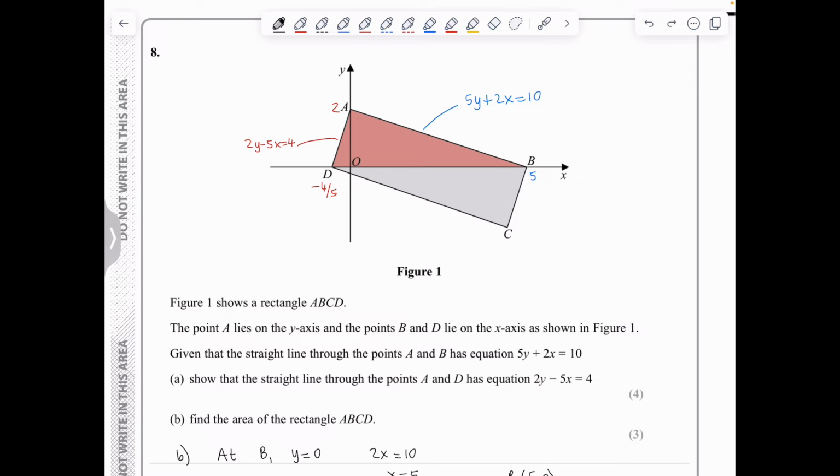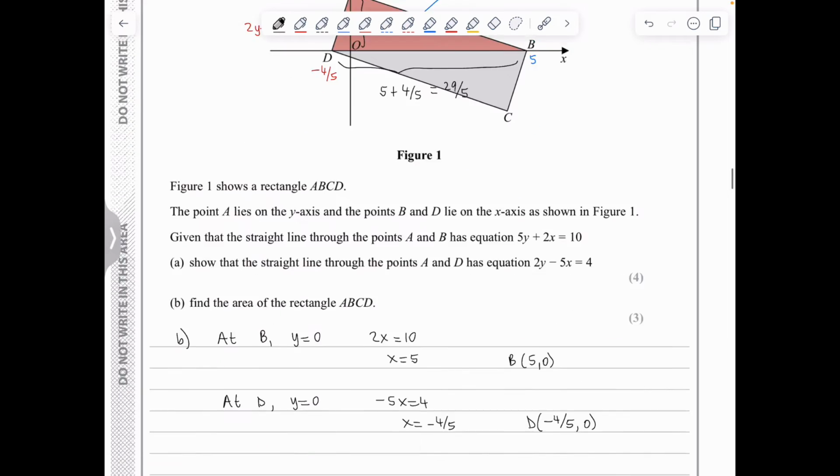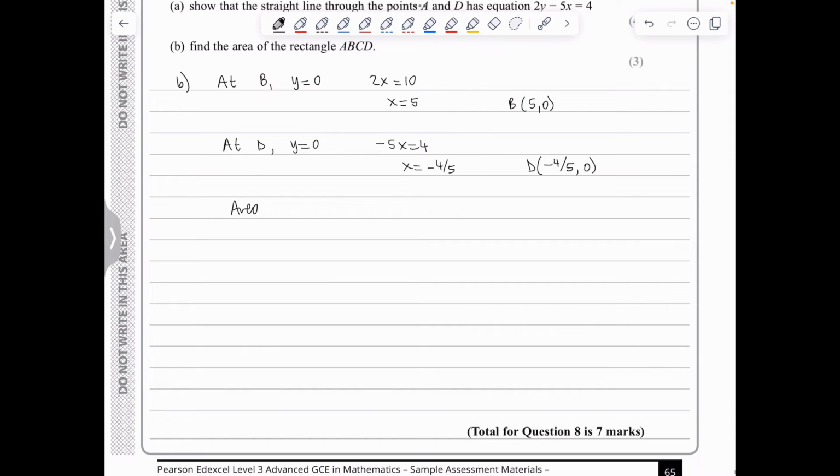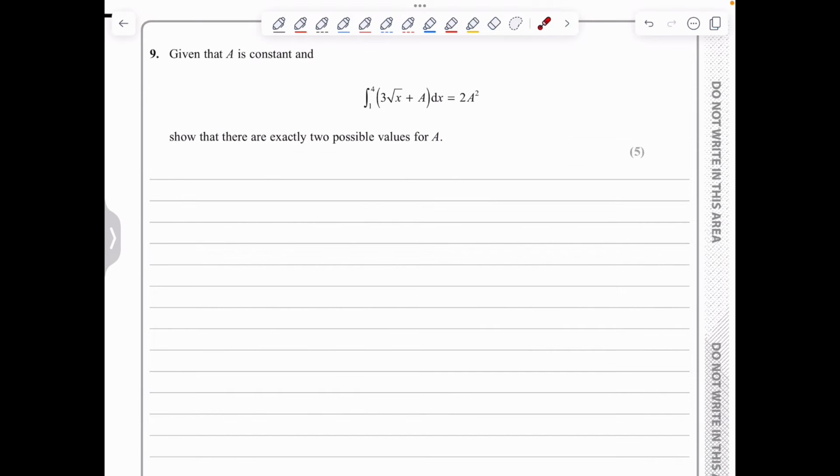So we can see that the height of this triangle is just 2, and the base of it is the distance between the point D and the point B, which is just 5 plus 4/5, which gives an answer of 29/5. So to find the area of the rectangle, I'll be doing twice the area of the triangle. So it's going to be 2 times 29/5 times 2/2, which gives an answer of 58/5 squared units.